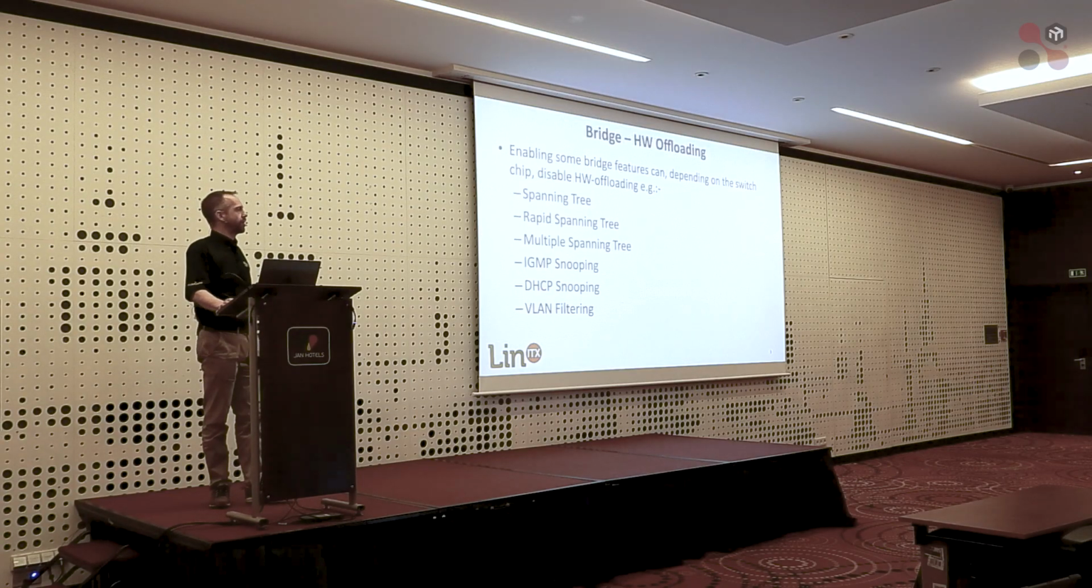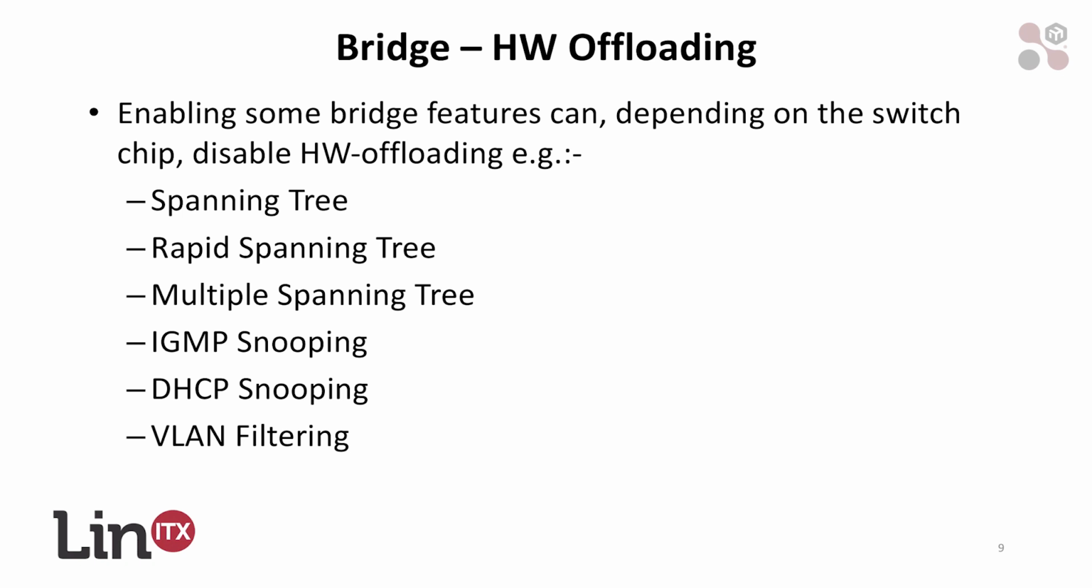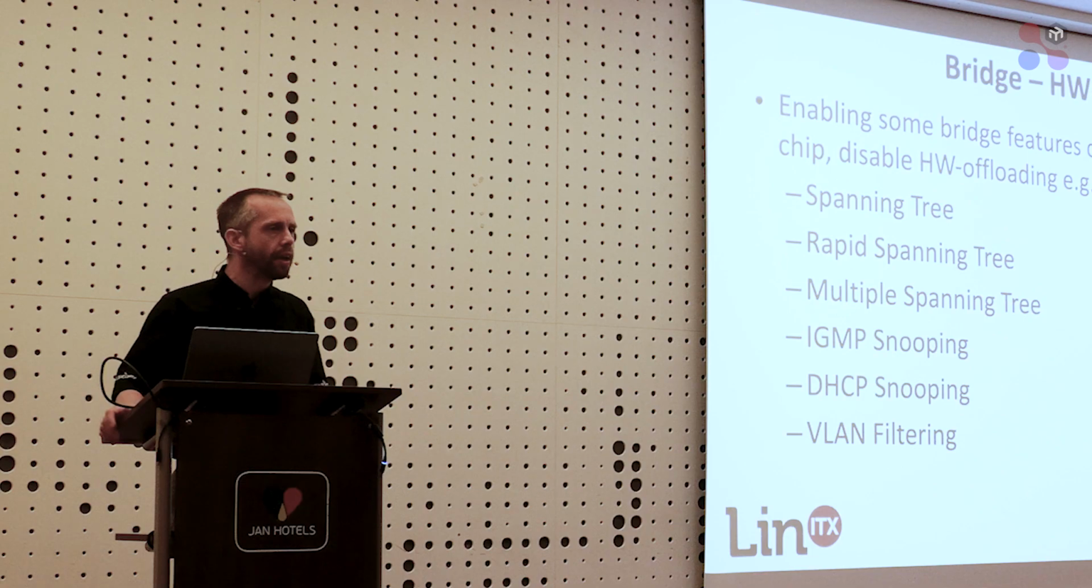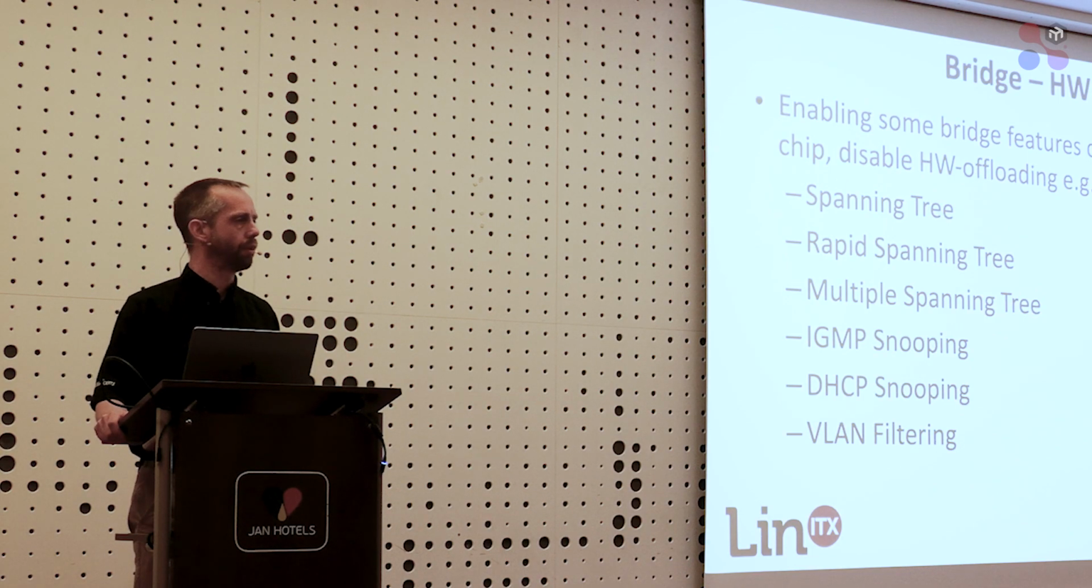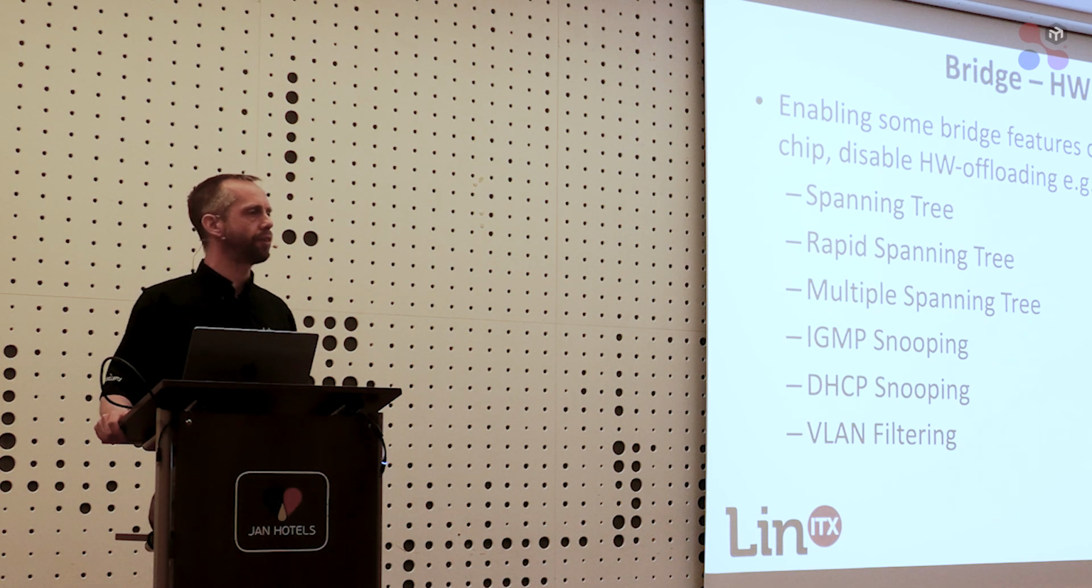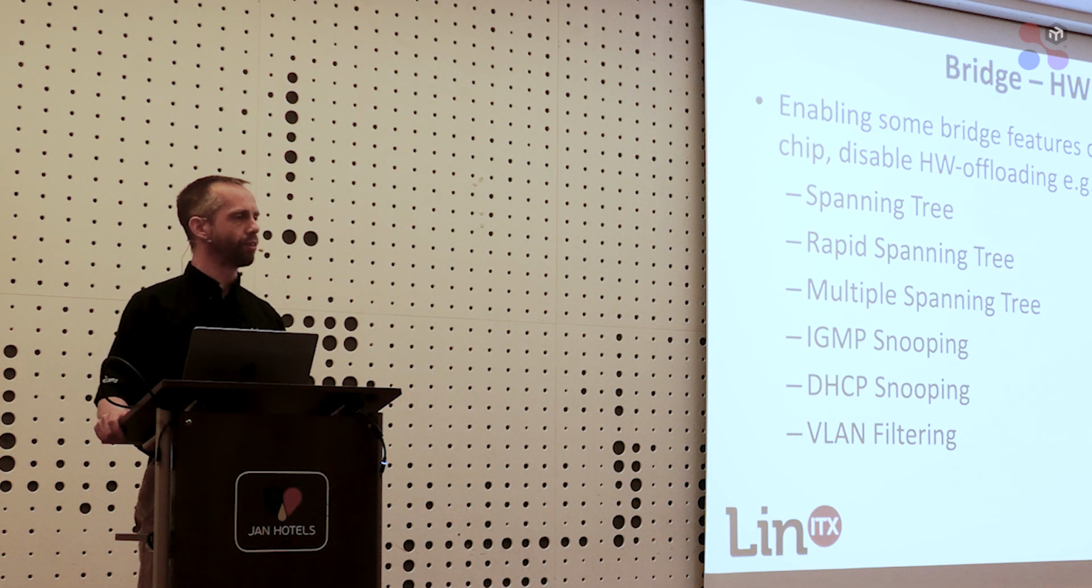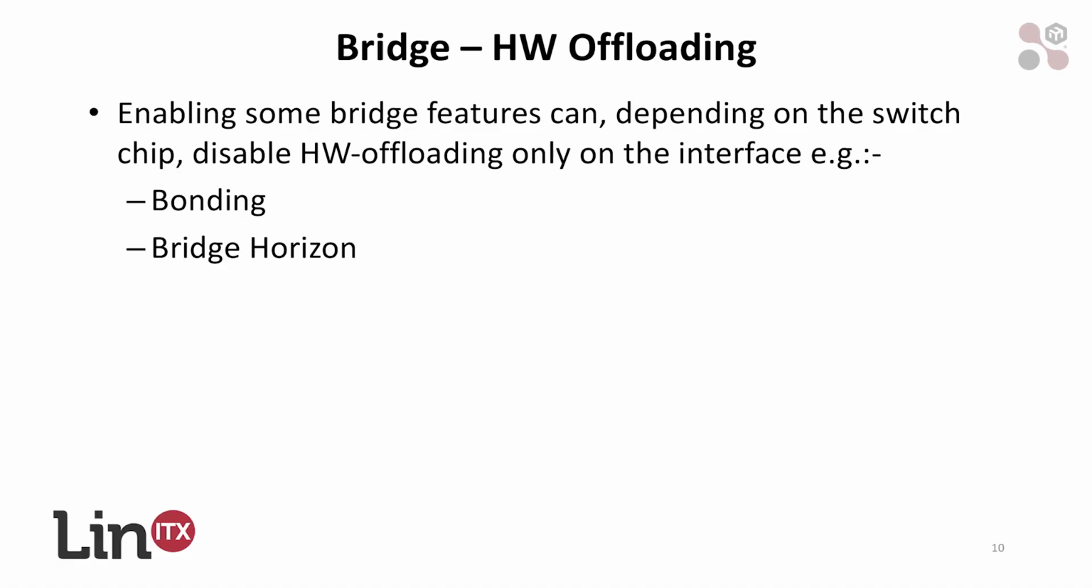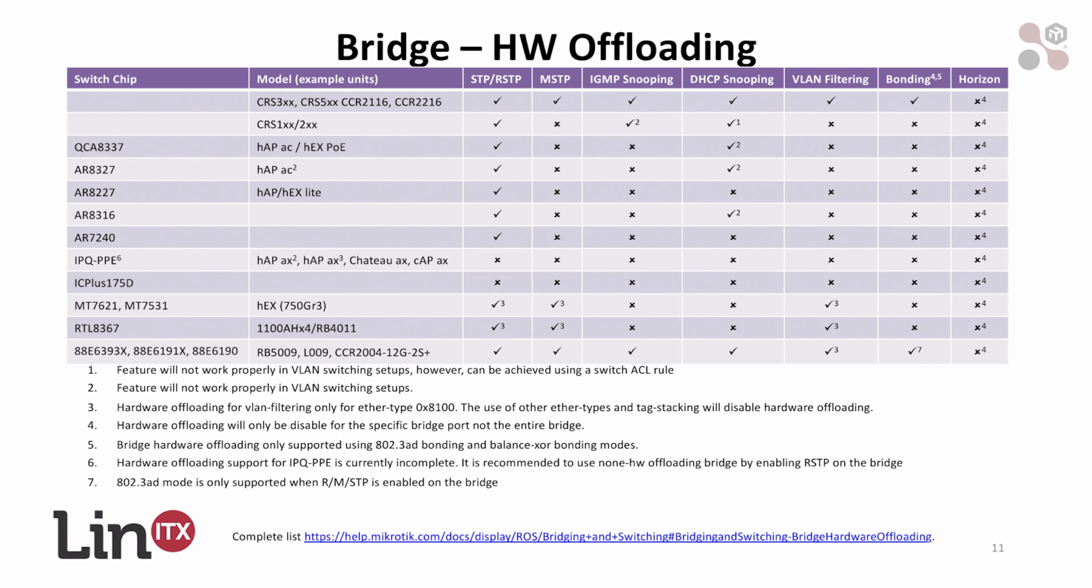There are features in the bridging function that if you enable them will disable hardware offloading, and there are some features that do not apply if you are running hardware offloading. If you want to know more, come on the switching course and you can spend half a day getting your head around it all, and then you will understand it. There are some features that only disable hardware offloading on an interface when applied. And here be an extract from the table from the wiki that was up to date at the time of writing.